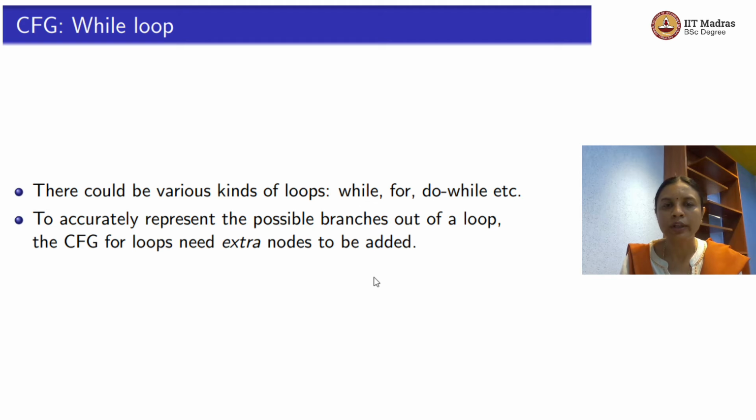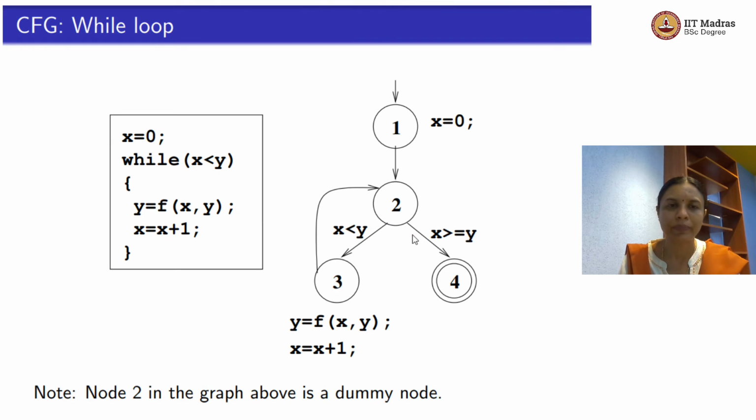Now let's go on and look at loops. We all know that irrespective of the programming language we look at, there could be several different kinds of loops. Loops could be for loops, while loops, do while loops, and so on. To accurately represent loops, sometimes certain IDEs, certain semantics might put extra nodes in the control flow graph. So how do control flow graphs for loops look like? Again, we'll see several examples through which we'll understand how the CFG looks like.